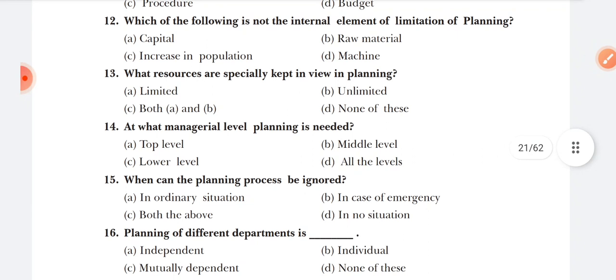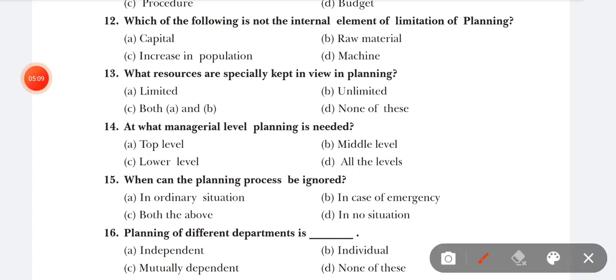Question 16. Planning of different departments is option A, independent, option B, individual, option C, mutually dependent, or option D, none of these. And the correct option of this question is option C, mutually dependent.